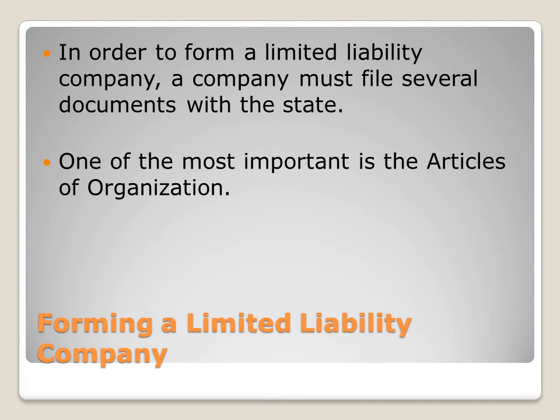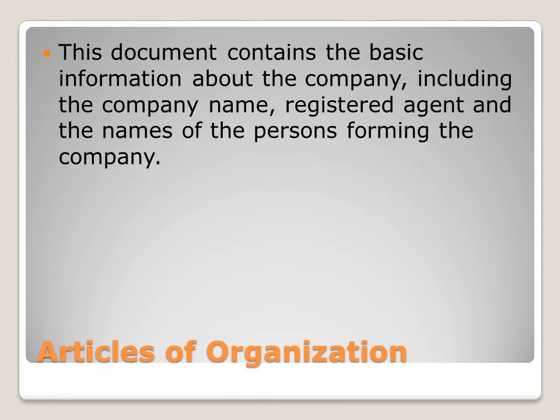In order to form a limited liability company, the company must file several documents with the state, and one of the most important is the Articles of Organization. It's the Articles of Incorporation for corporations, but for LLCs, you're actually going to form the Articles of Organization. This document contains the basic information about the company, including the company's name, the registered agent, and the names of the persons forming the company.